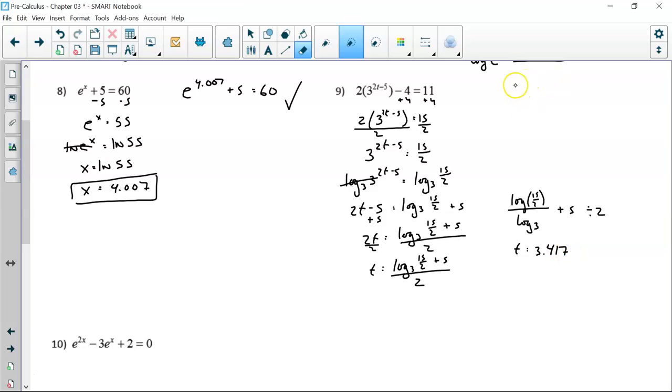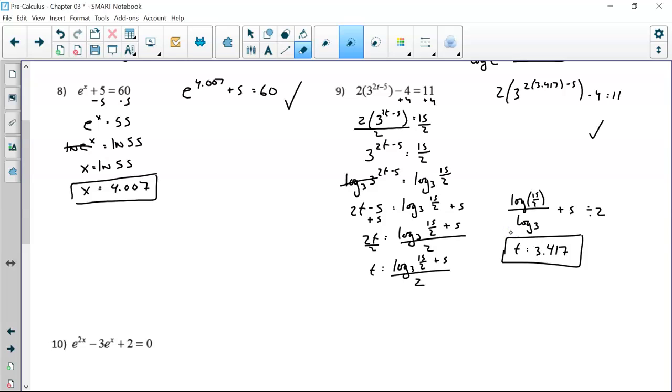So you can type in 3 times the quantity of 2 times 3.417 minus 5 up here in the exponent, minus 4 equals 11. And you should get a value very close to 11 for that one.